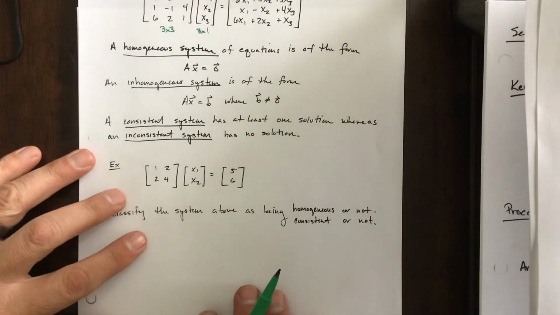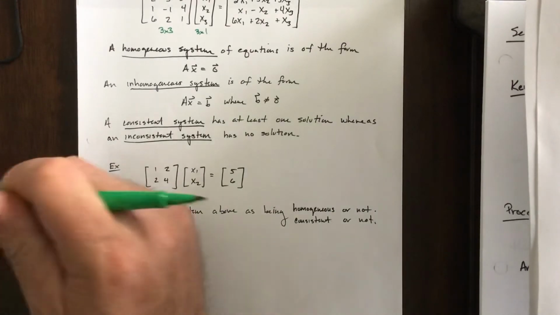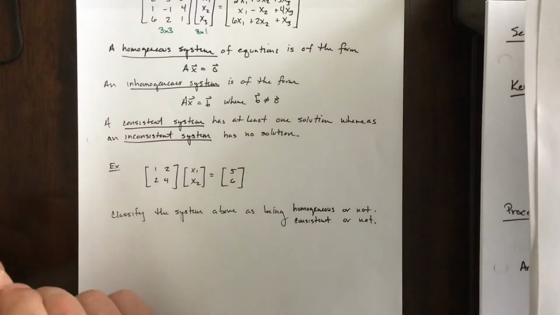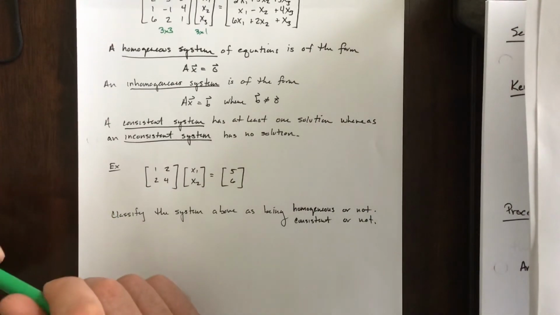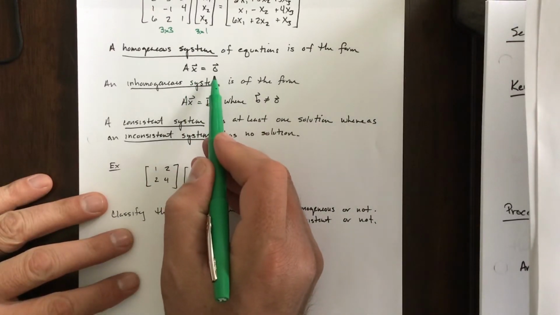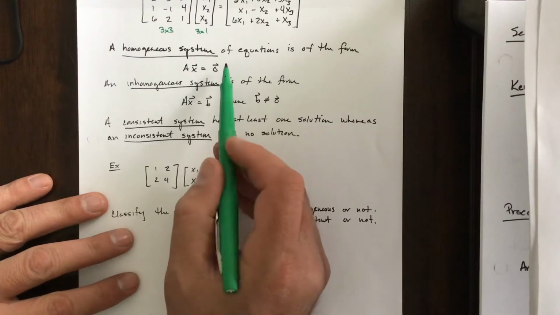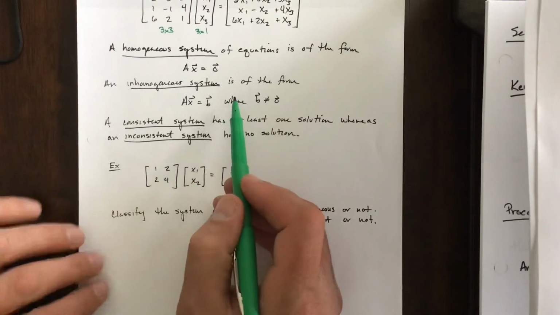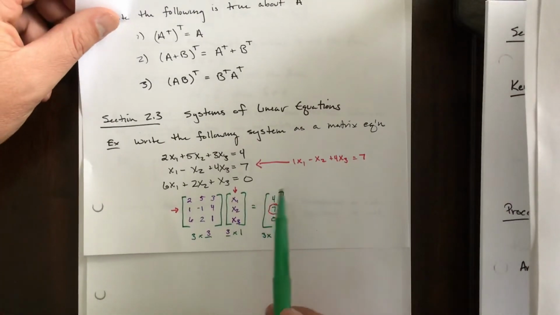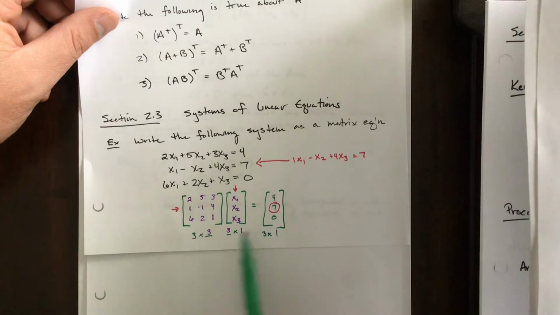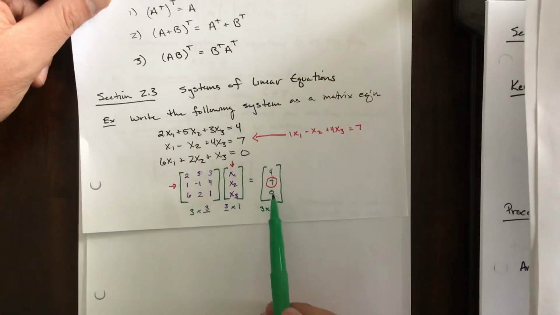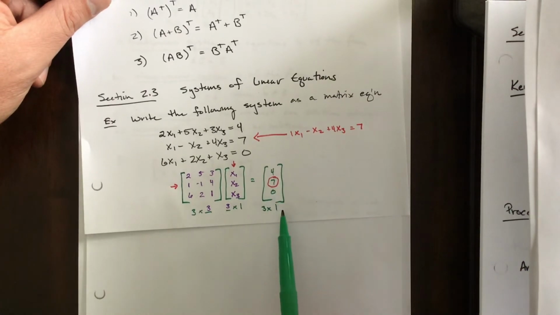So if you don't see where we're going with this, we are going to be using matrix equations to solve systems of equations. Now, a homogeneous system of equations is of the form AX equals 0. That is where the resultant matrix is the 0 matrix. Now, the example that we just looked at is not a homogeneous system, because though the resultant matrix has a 0 in it, it's not the 0 matrix.